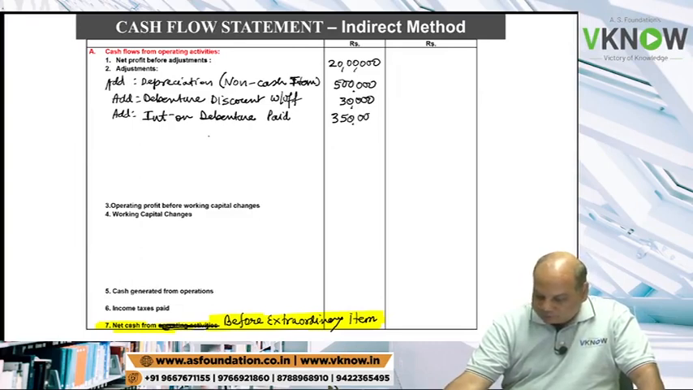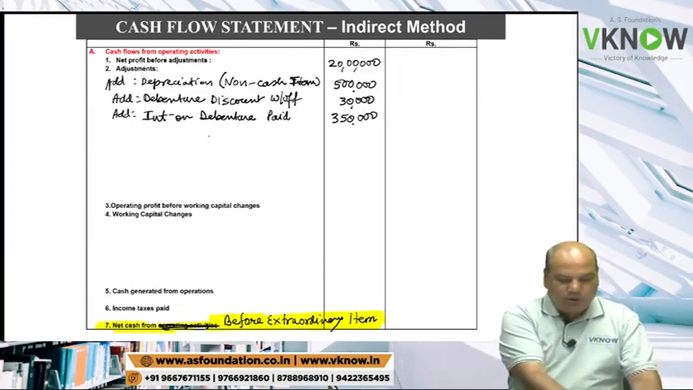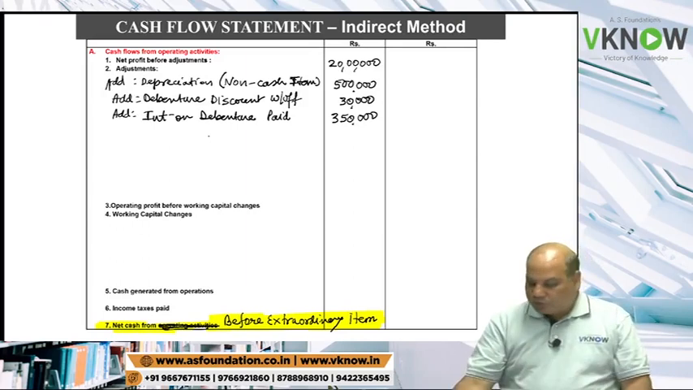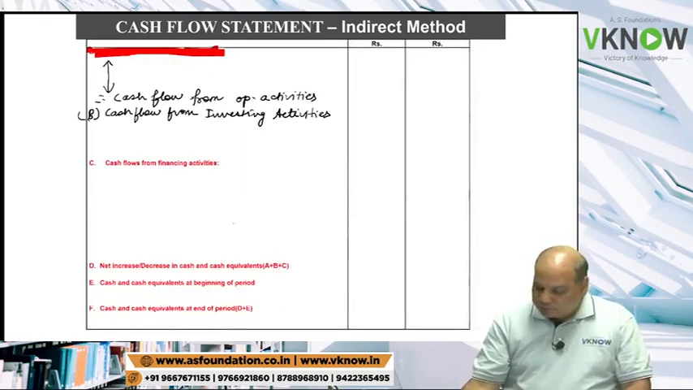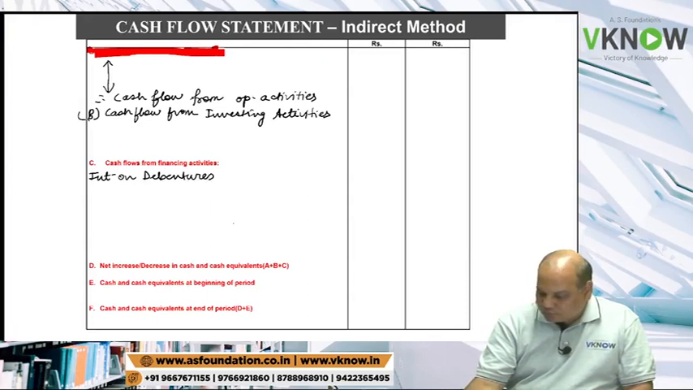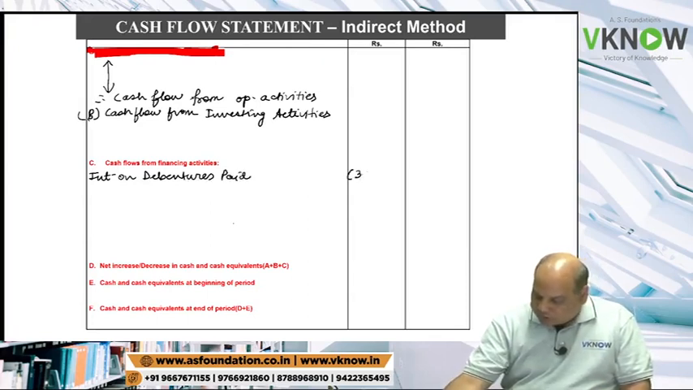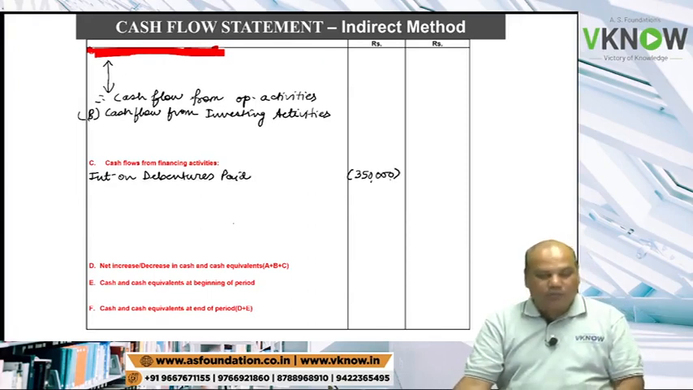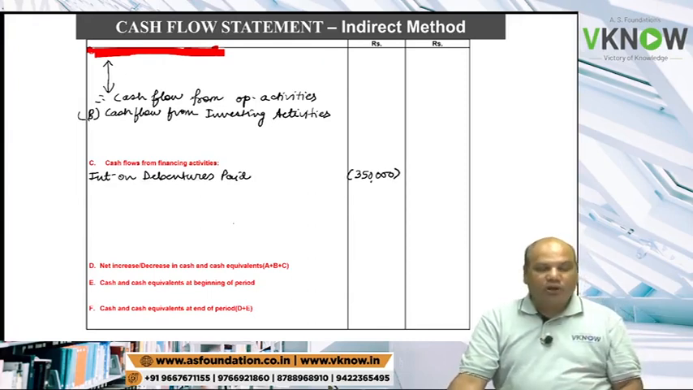3,50,000. So please come to financing activity. Point number C, interest on debentures paid. Financing activity, interest on debentures paid 3,50,000.